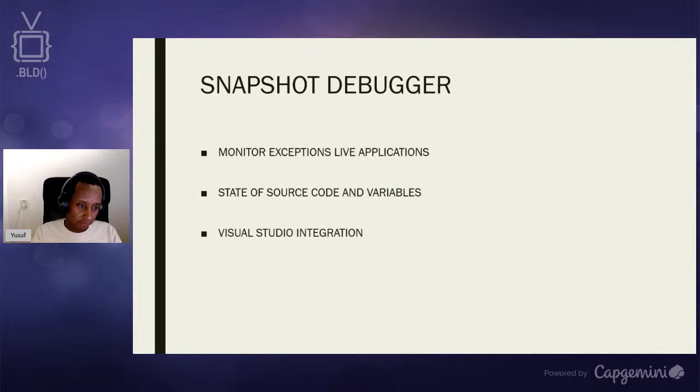There's also an integration within Visual Studio, so that you can click on each frame within the stack trace of the exception and see what the state of the code was. You can view this in the portal and also in Visual Studio. And I will show you both later on.